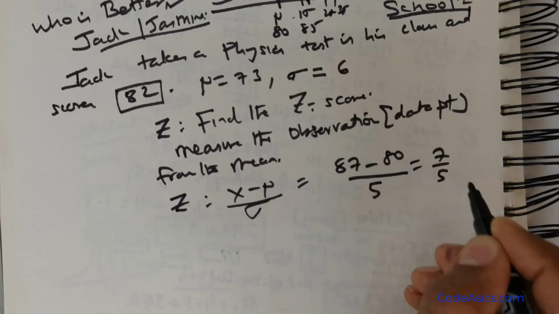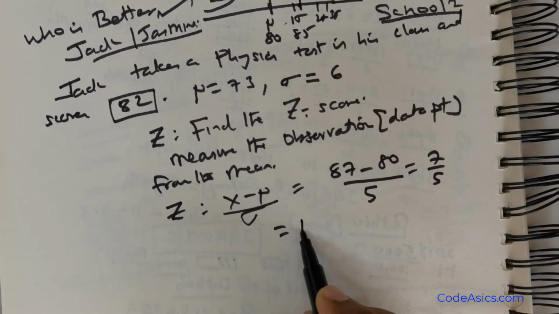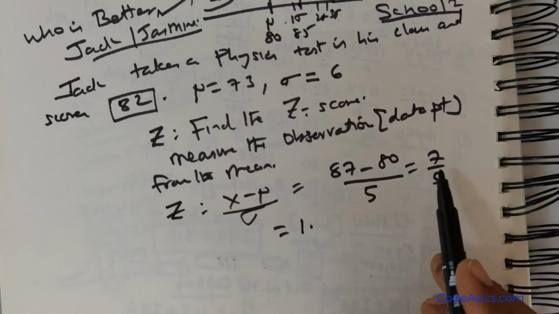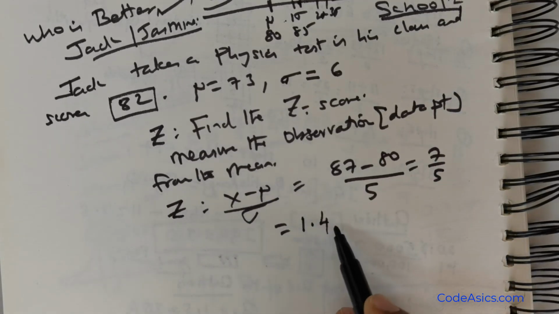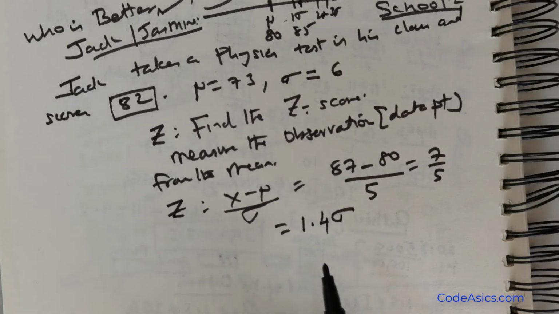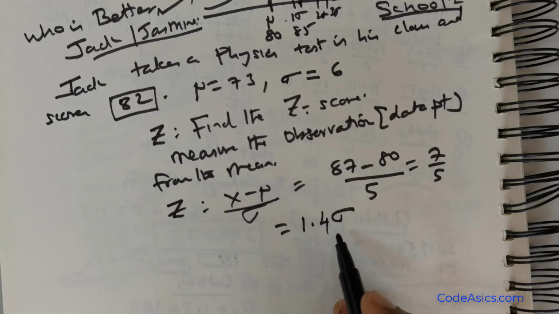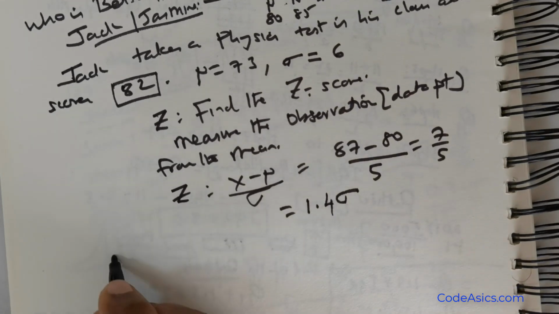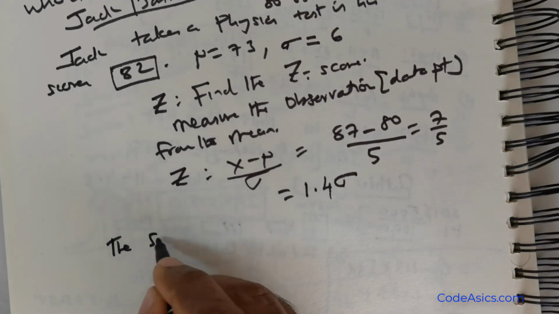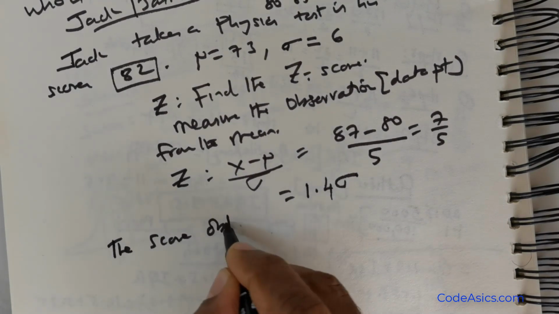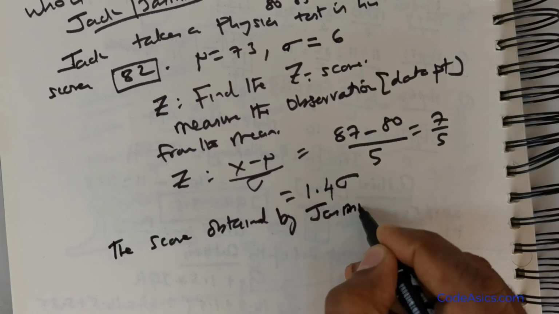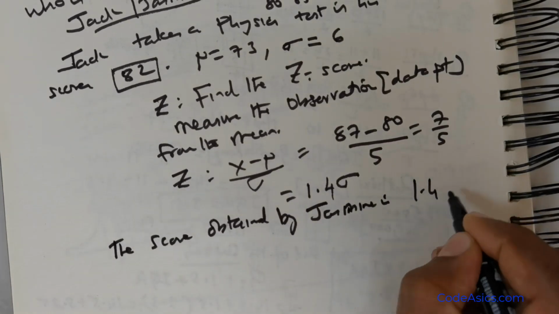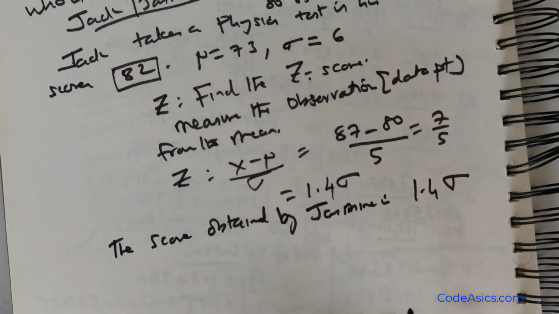So this is 7 divided by 5. So that's going to give me 1.4 sigma. So the distance of the point is 1.4 times the standard deviation from the mean. So the score obtained by Jasmine is 1.4 times the standard deviation.